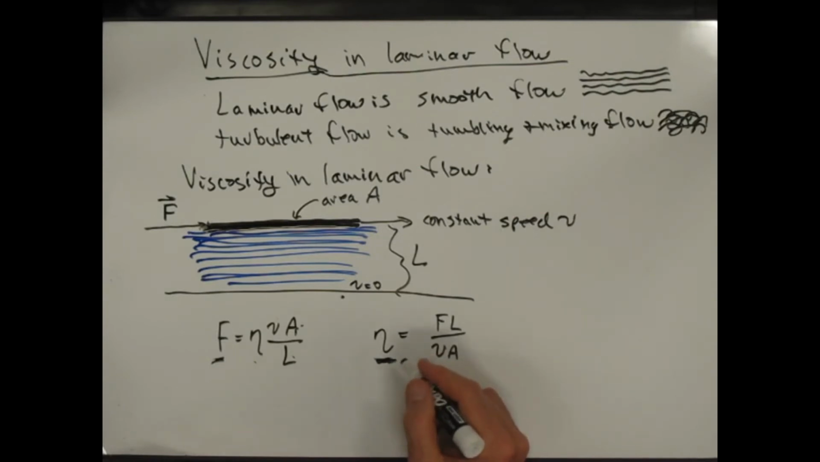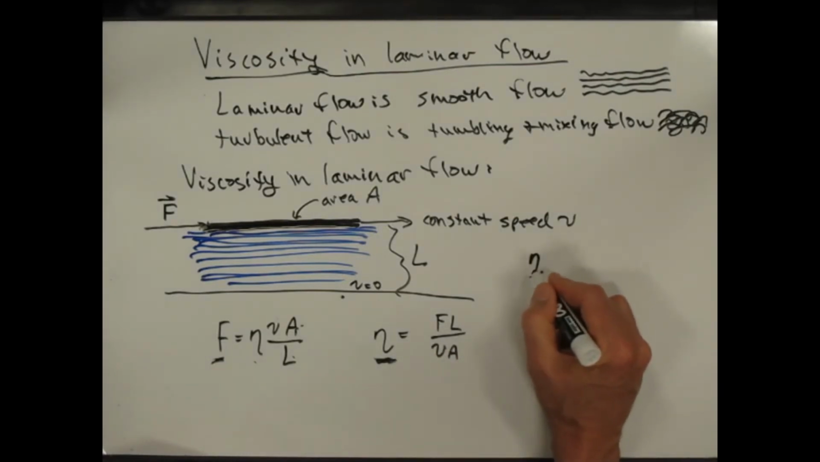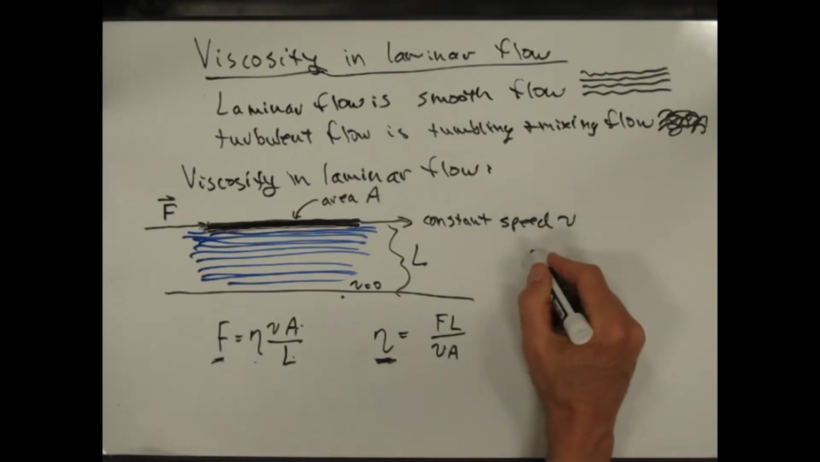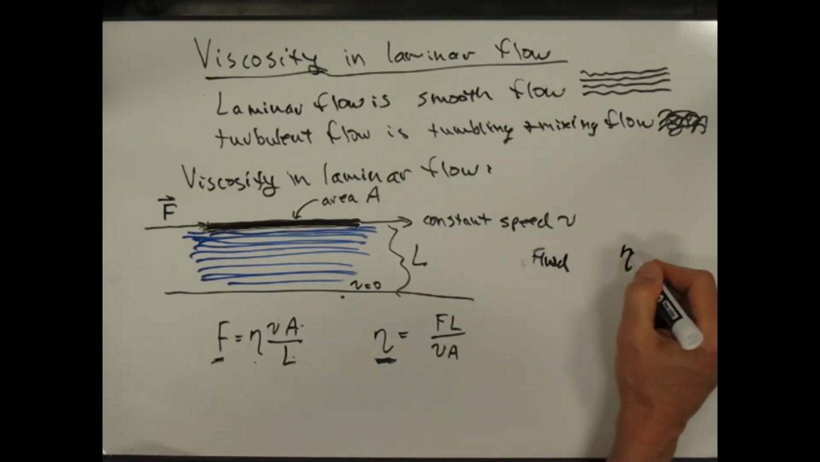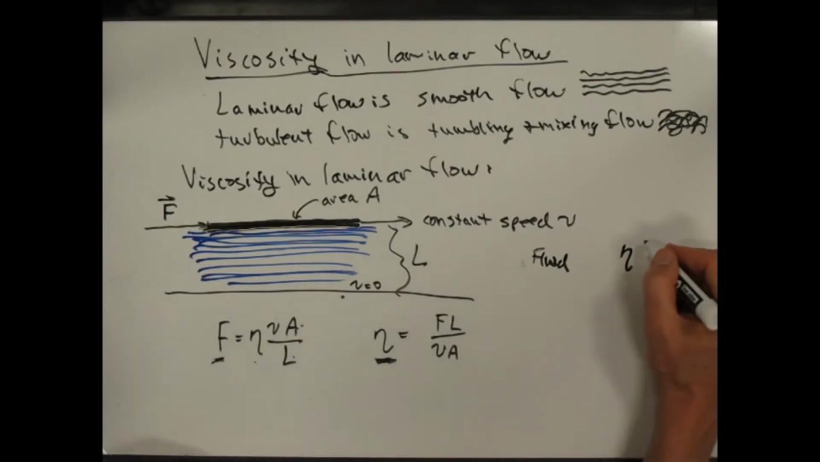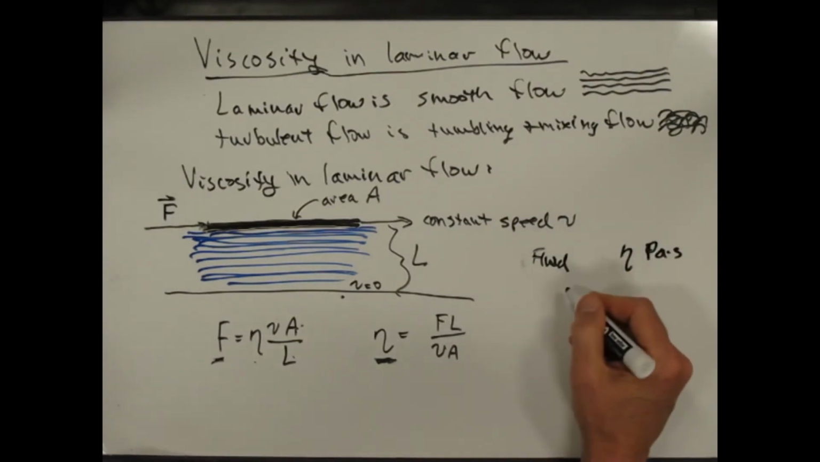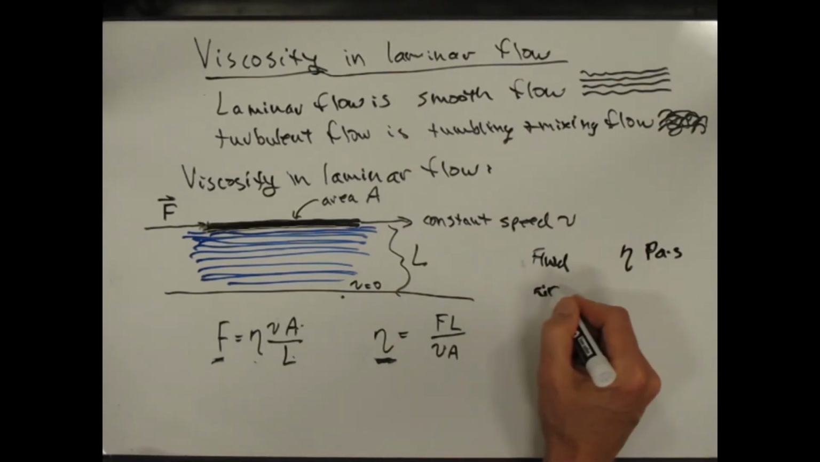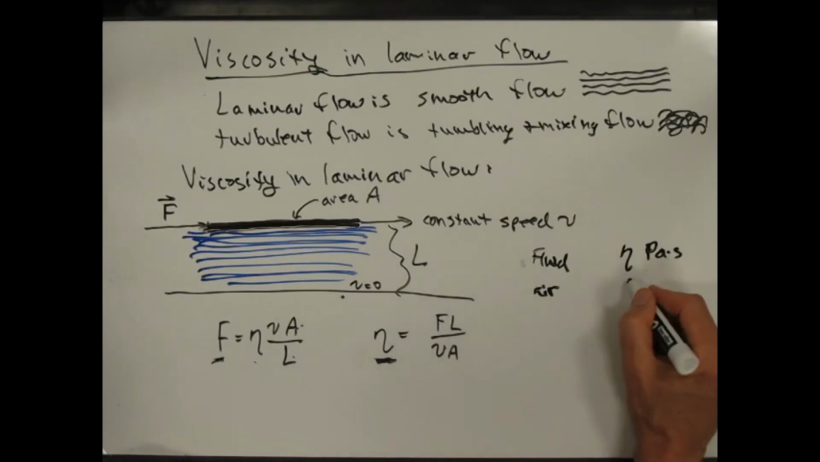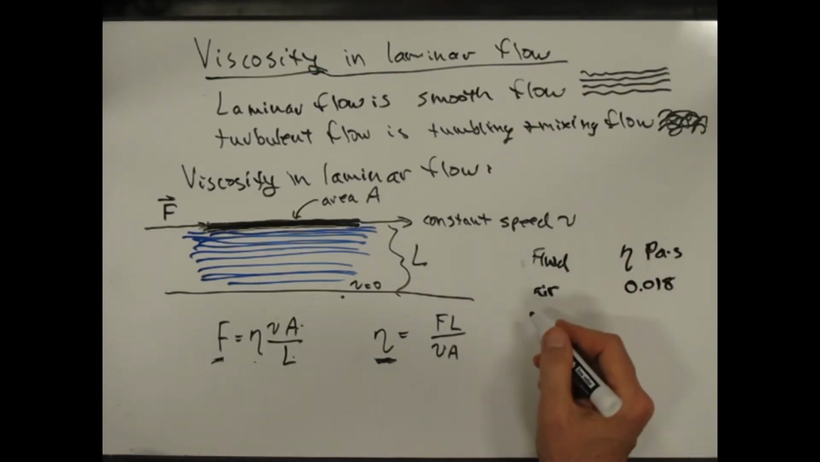And so there are a few of these. I'll just write them down. Here's eta. So this is the fluid, and this is eta, and the units for eta are pascals times seconds. And so for air, it's about 0.018. Let me just do a few of these things.